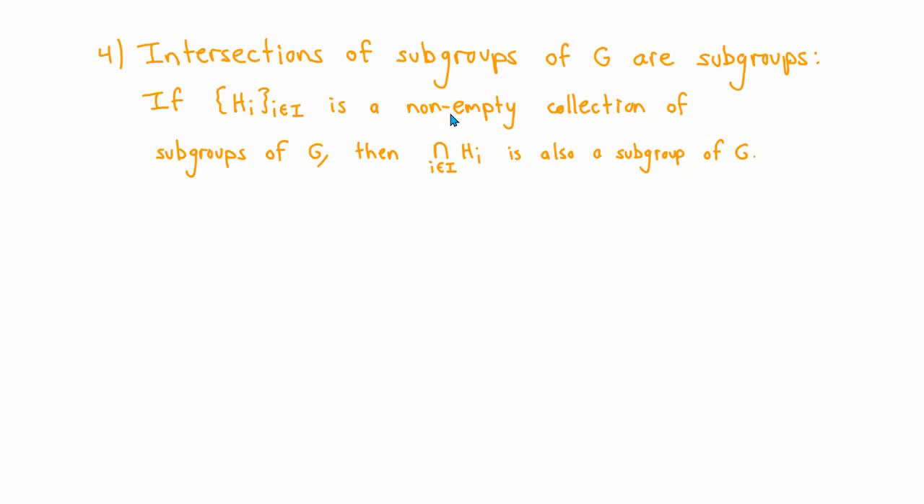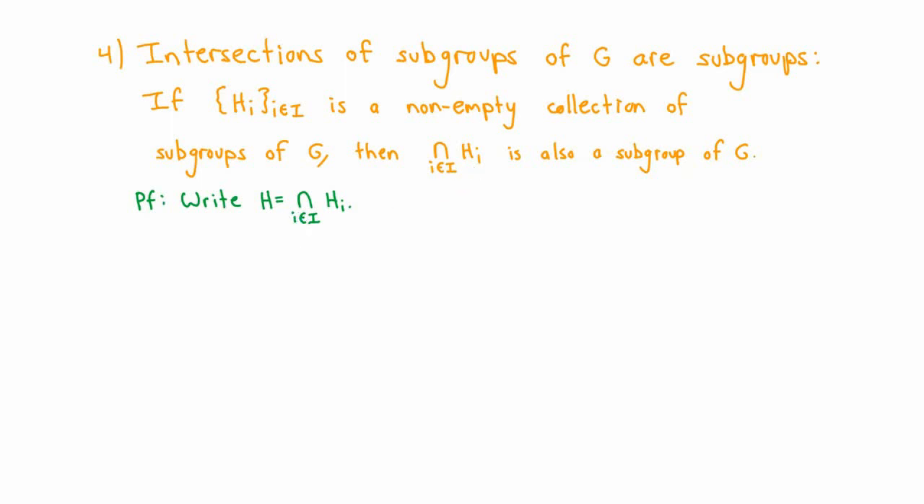Now, the adjective non-empty here just means that the indexing set capital I is non-empty, so that there's at least one subgroup here that we're intersecting. Otherwise, we would have the empty set, which we know is not a subgroup of G. So let's go ahead and try to establish this fact. First of all, let's write H for the intersection of all of the H_i's.